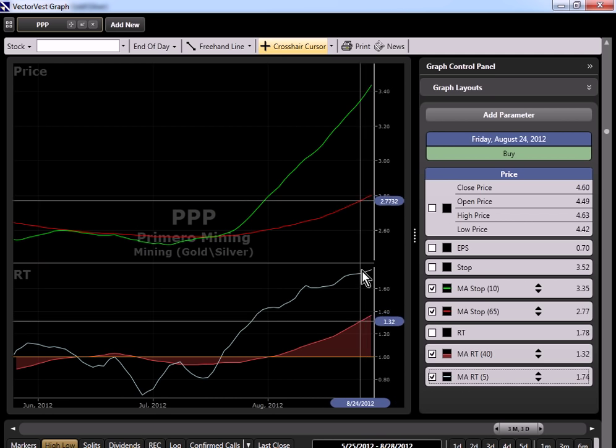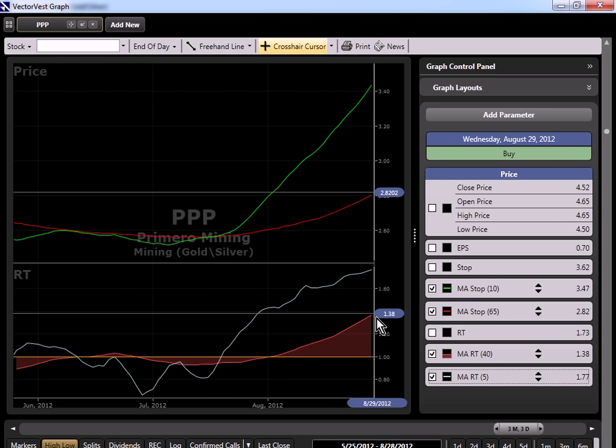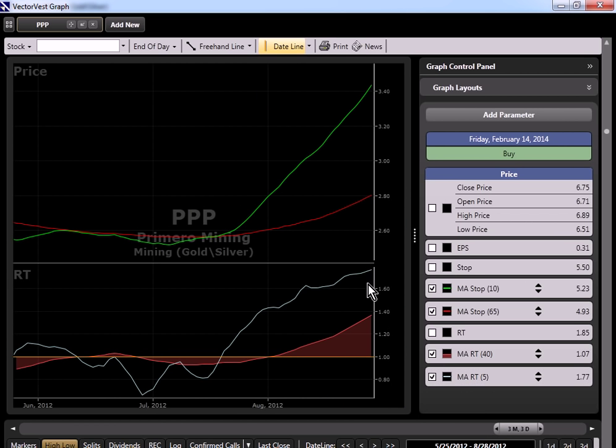Once this 5-day moving average of RT starts breaking down and crashes through that 40-day, that's when you want to think about taking profits. In the case of PPP, the 5-day is well above that 40-day, so we're good to go. We'll put it on our list to buy. Let's keep going.